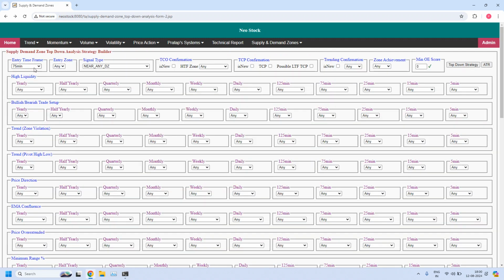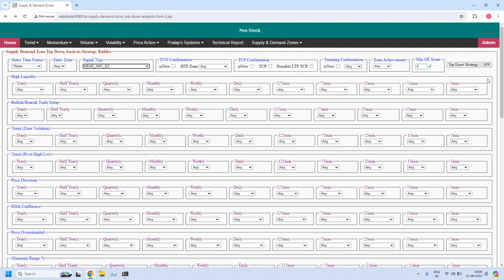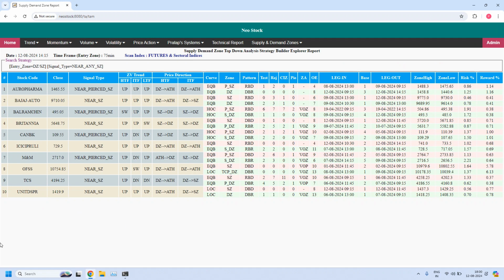And the next report for 75 minutes time frame, let us find the stocks near 75 minutes supply zone. 10 stocks are filtered. Let us check any high liquidity supply zones from this list. No, we don't have any 75 minutes high liquidity supply zones from this list. Okay, this is about high liquidity zones we have identified.